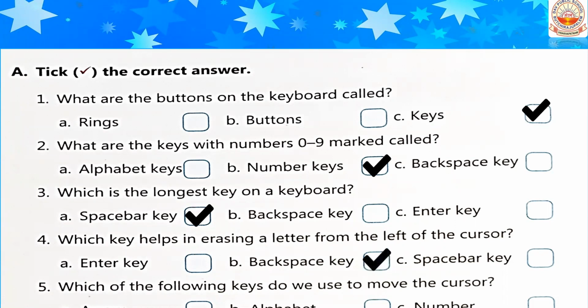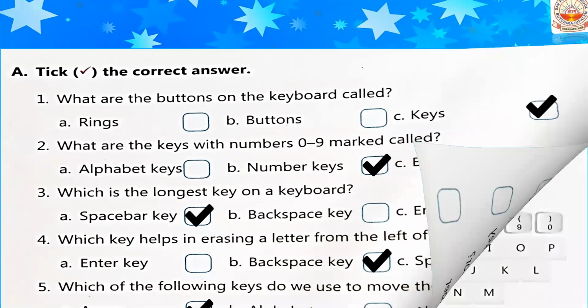Yes, backspace key. The next one, which of the following keys do we use to move the cursor? So can you tell me, children, which of the keys are used to move the cursor? The first one is arrow keys. The second option is alphabet keys. And the third option is number keys. So the answer is arrow keys. Very good.